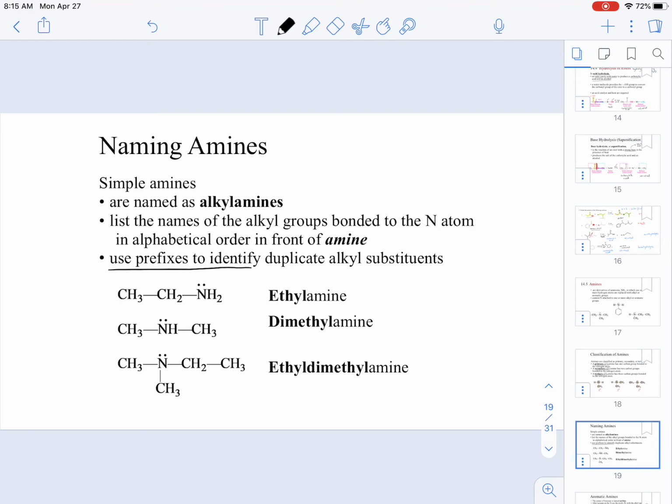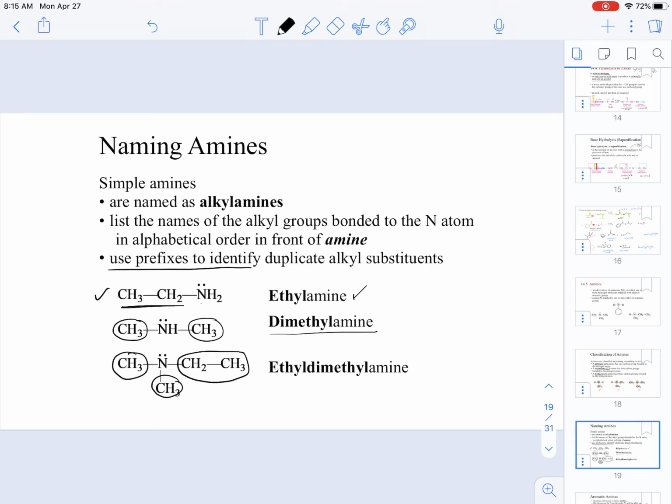So, for example, the first molecule that we have is an ethyl group bonded to nitrogen, so that's why the name is ethylamine. The second molecule, we have two methyl groups attached to a nitrogen, that's why the name is dimethylamine. Lastly, in the last amine, we have a methyl, another methyl, and an ethyl group.